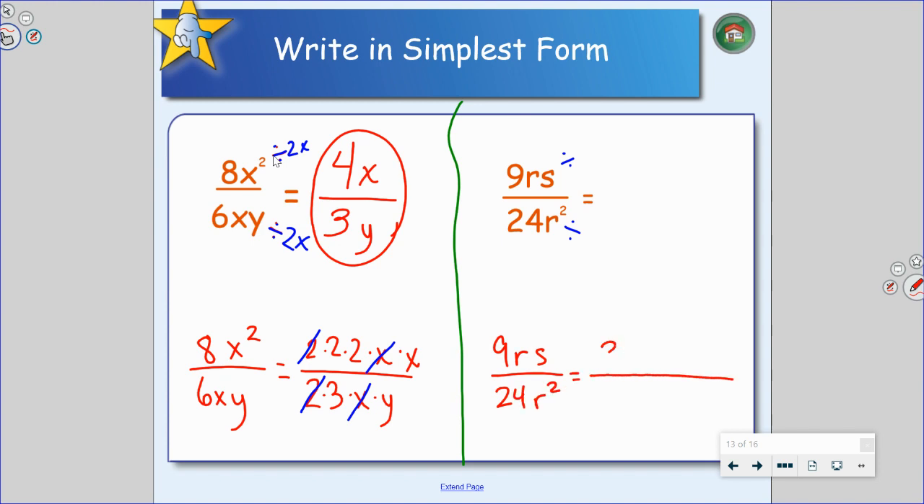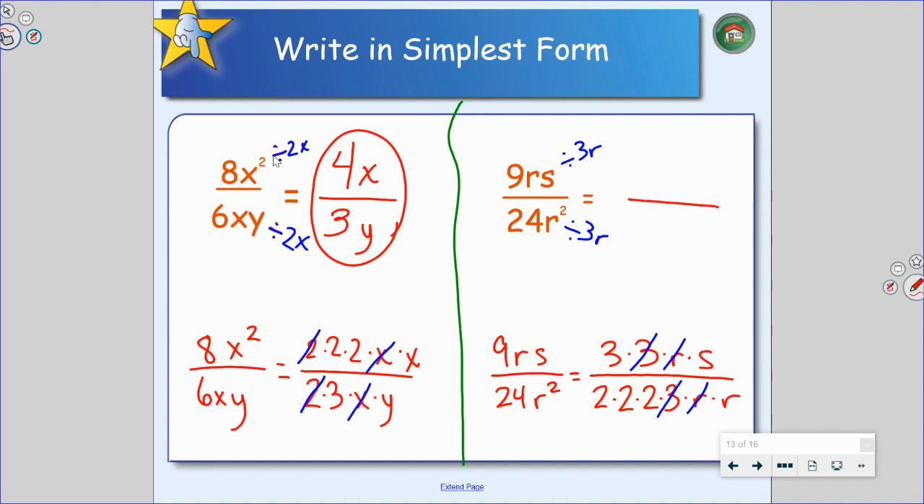So 9 can be split down into 3 times 3 with an r and an s. 24 can be split down into 2 times 12, 12 split down into 2 times 6, and 6 2 times 3 with an r and another r. At this point, you can eyeball the fact that they will share a 3 and an r. If you guessed that 3r was the greatest common factor, you're in great shape.